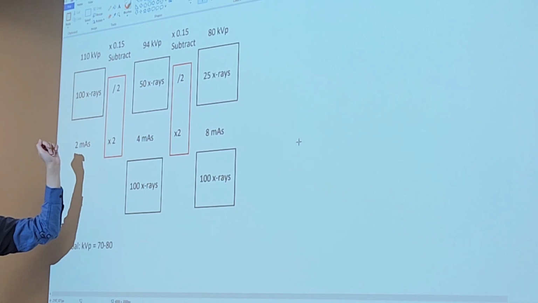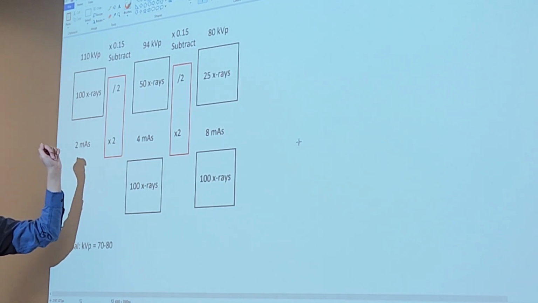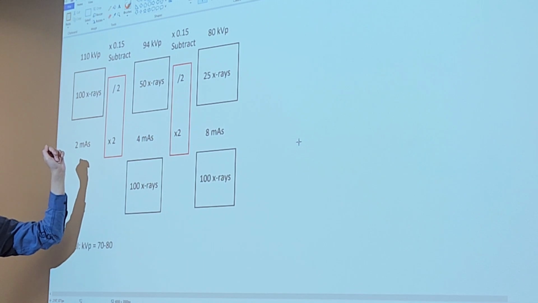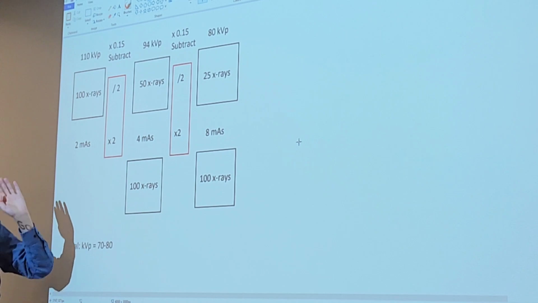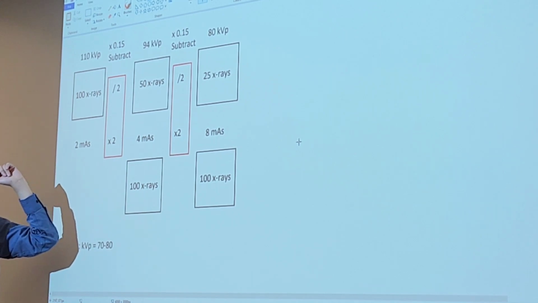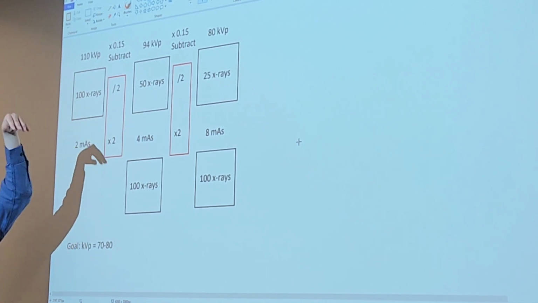So the opposite way, when we're going down, how would we adjust the mass? Okay, so if kVp is going down, what happens to exposure? Exposure goes down as well. Okay, so what should happen to mass? Mass should increase. We just said mass should be doing the opposite of kVp. And if kVp is going up, what happens to exposure? Exposure is going up. So if we need to bring exposure back to normal, what has to happen to mass? Mass has to reduce.